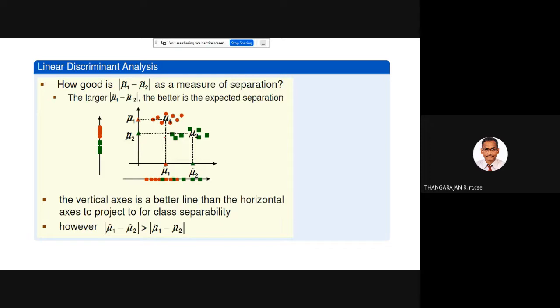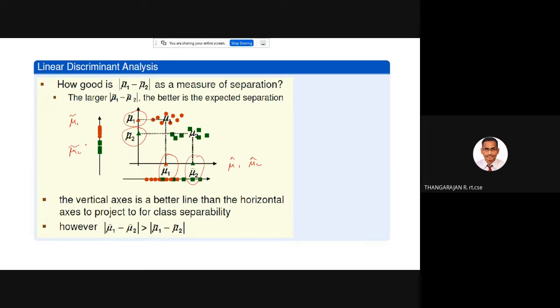You find that mu 1 becomes mu 1 tilde here and mu 2 tilde here, whereas when you project it onto the vertical component, this becomes mu 1 cap and mu 2 cap. So here it is mu 1 cap, mu 2 cap, but on the other component it is mu 1 tilde and mu 2 tilde.